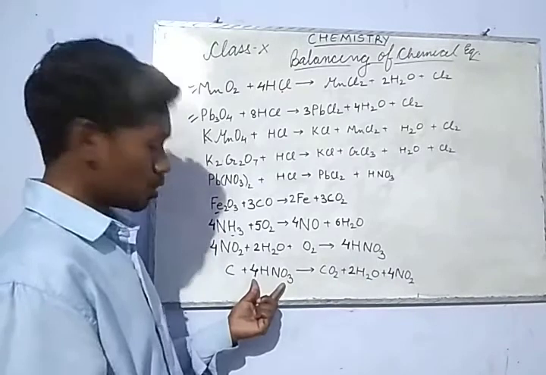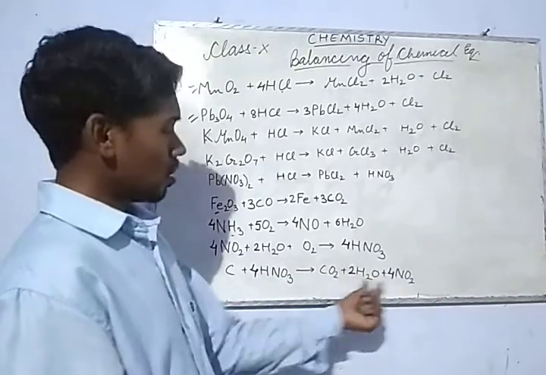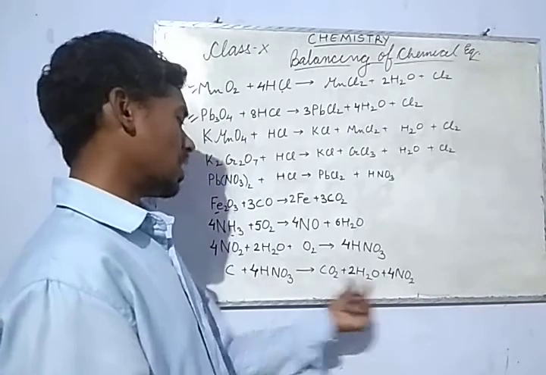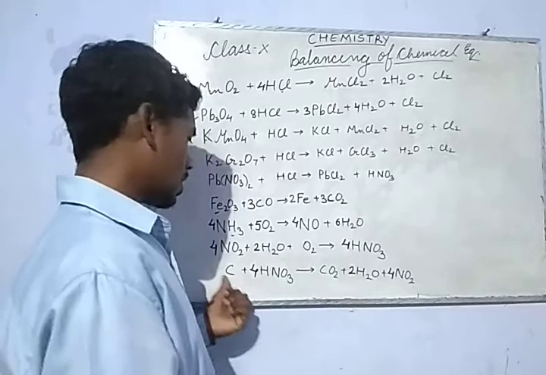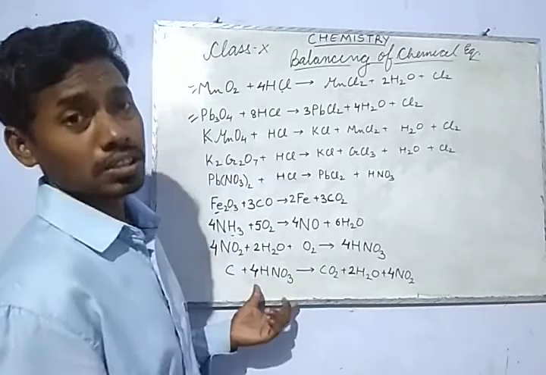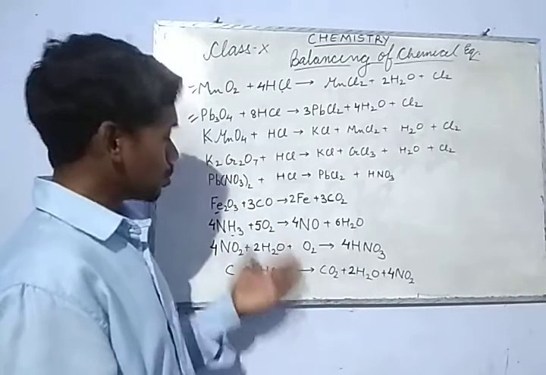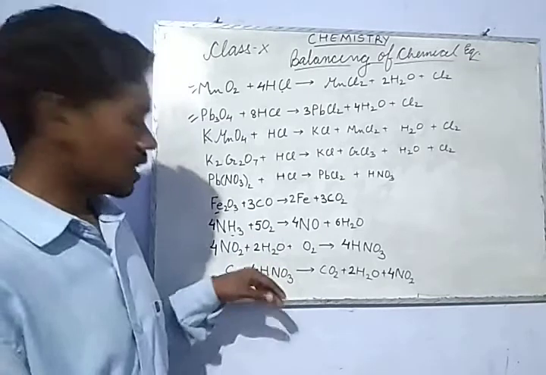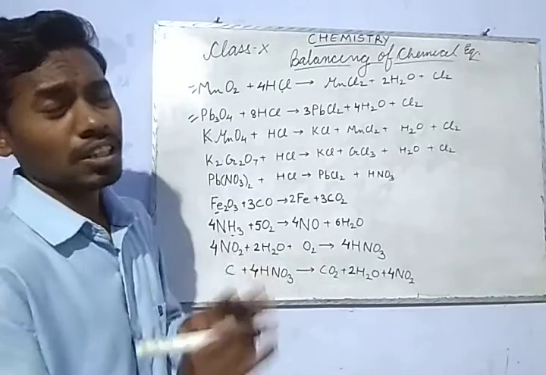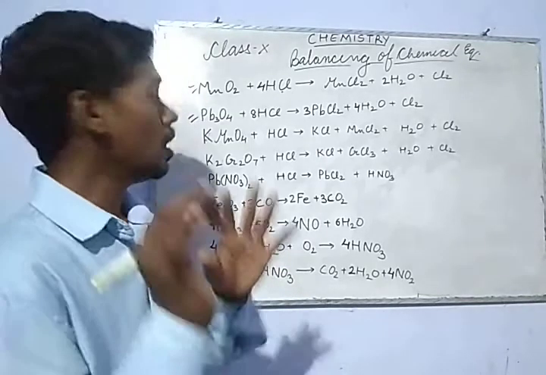How many oxygen? 12. So let's see. 4 2s are 8, 8 plus 2, 10, 10 plus 2, 12. And 1 carbon and 1 carbon. So it is balanced. Okay. So this is the way. Ultimately we see that again oxygen is playing the main role and the electropositive elements are playing the main role.